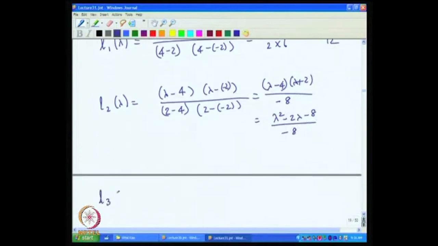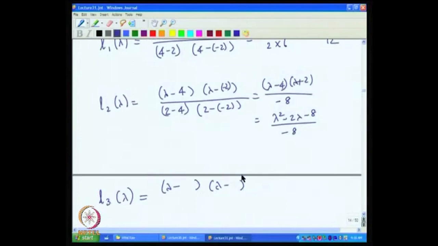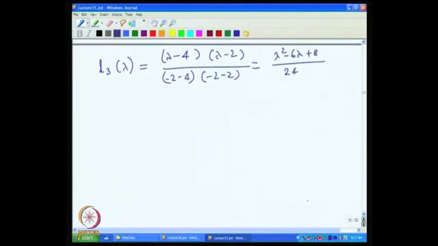The third Lagrange interpolation polynomial is again: you write lambda minus 4 and lambda minus 2, skipping the third eigenvalue. Then in the denominator replace lambda by the third eigenvalue, which is minus 2. So it is lambda squared minus 6 lambda plus 8, divided by minus 6 into plus 4, minus 6 into minus 4, so it is 24. Whatever the simplification, we have got these three Lagrange interpolation polynomials.